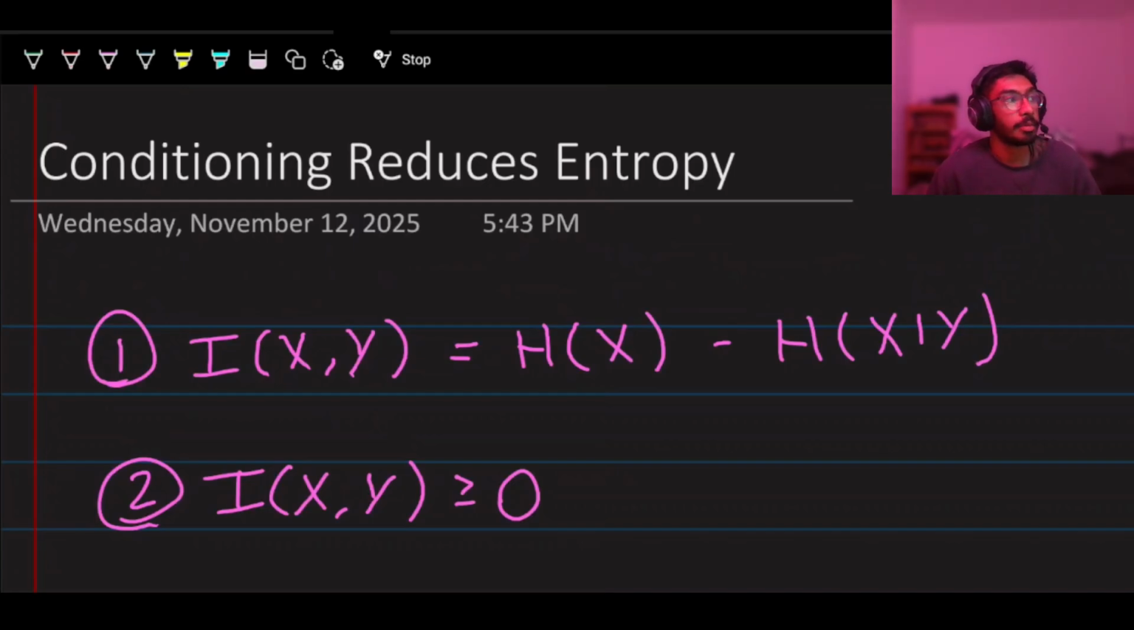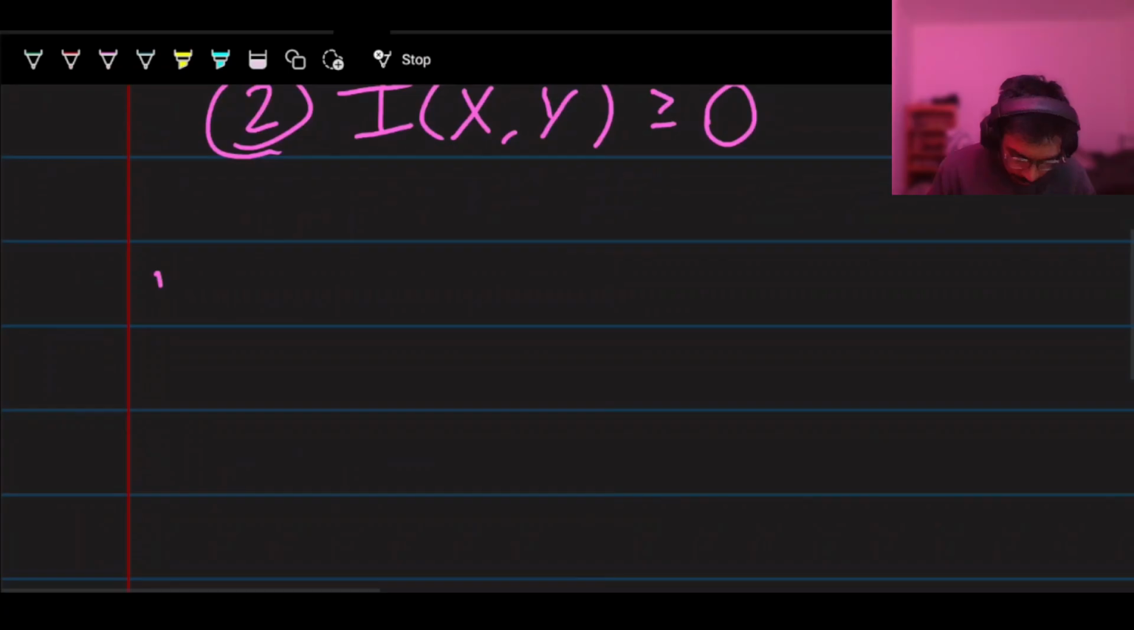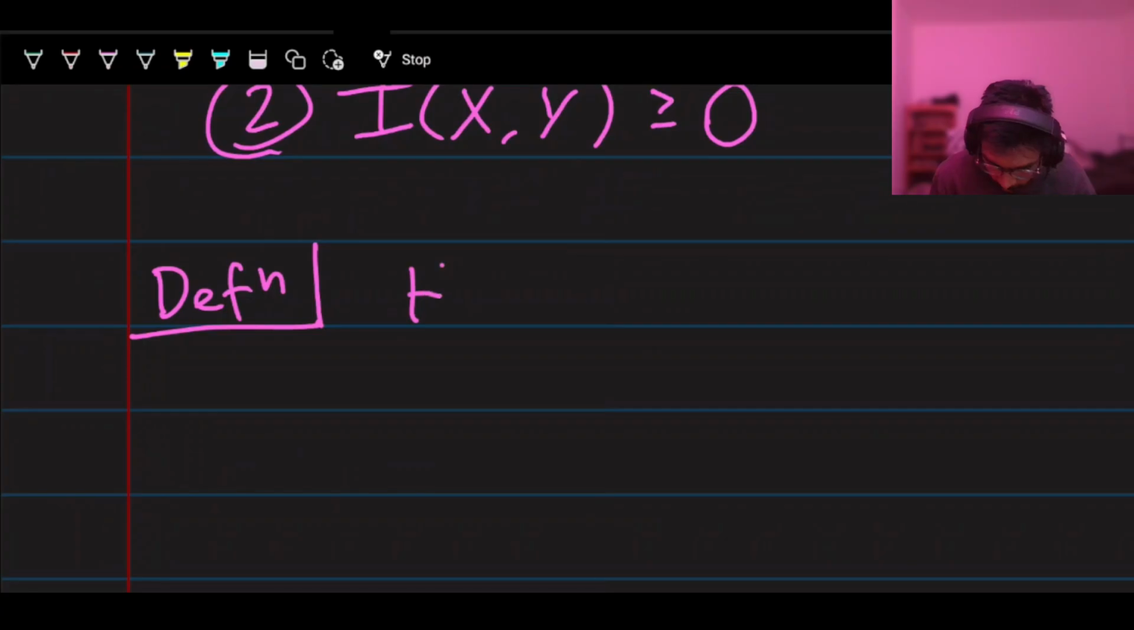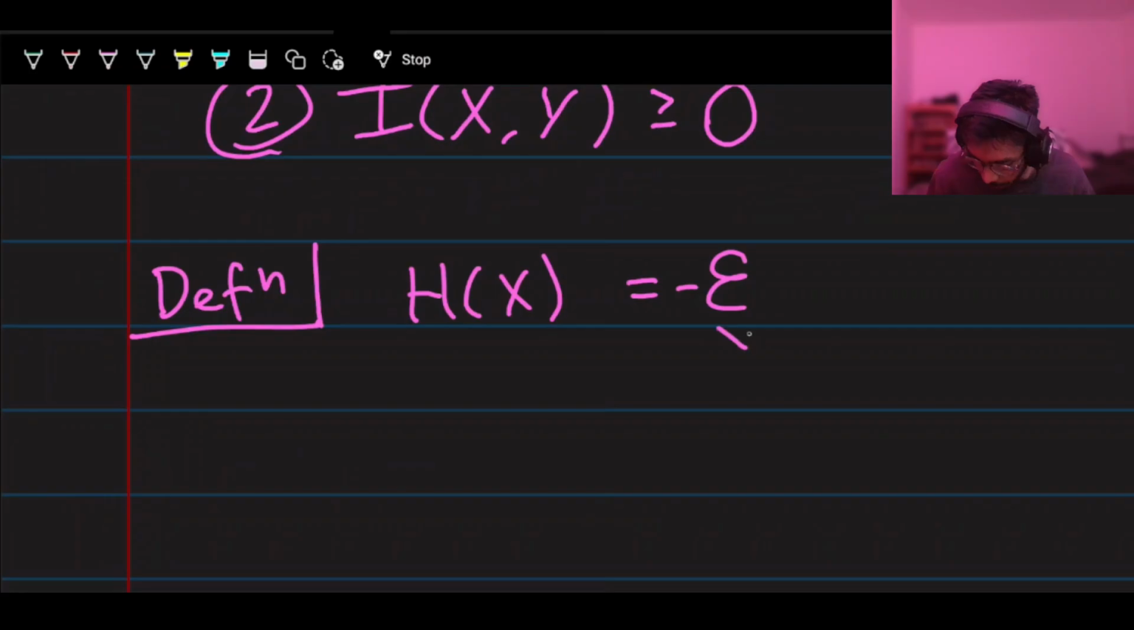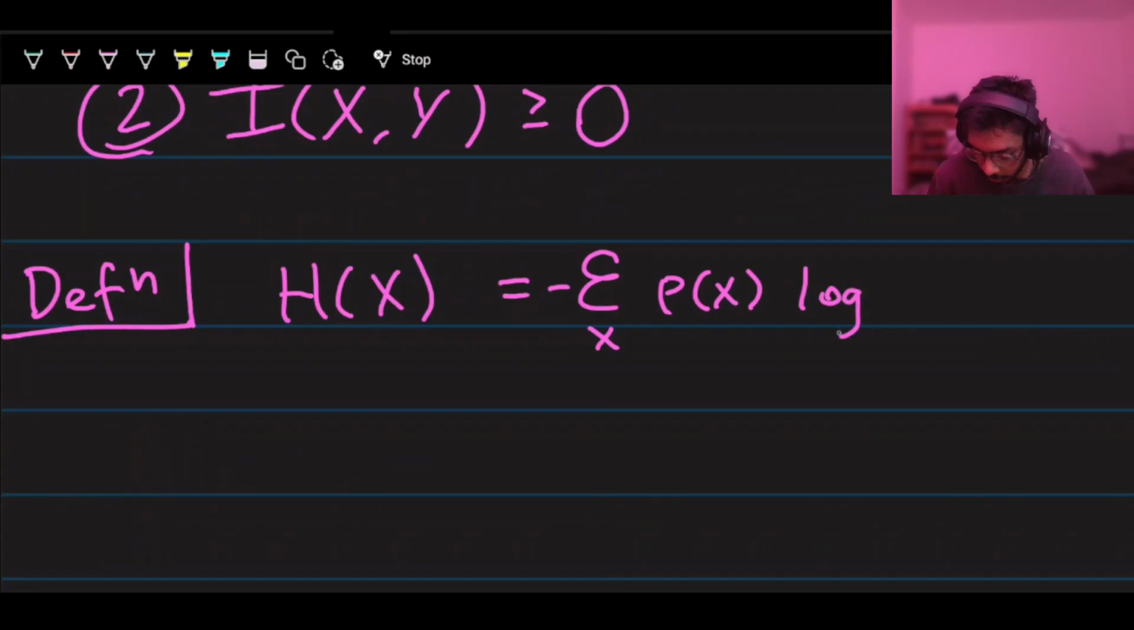Hey everybody, today we will discuss proving that conditioning will always improve the entropy of our random variables. So first, let's start by defining what entropy is. Entropy is the sum of the probabilities of what we get times the log of those same probabilities.